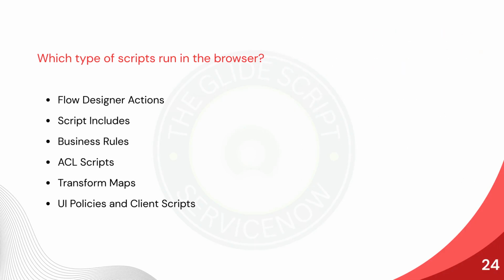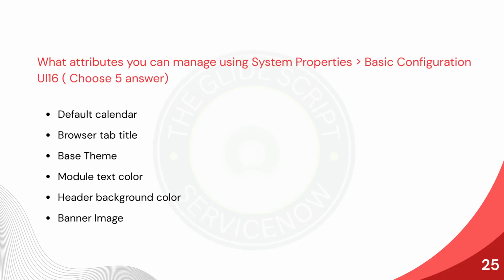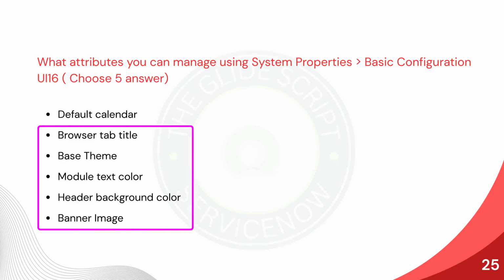Which type of scripts run in the browser? It's very simple. UI policies and the client scripts. What attributes can you manage using system properties, basic configuration UI 16? Out of 6, you have to choose 5 correct options. So 1 is the wrong option and you'll have to select it very carefully. Apart from the default calendar, all options are correct.